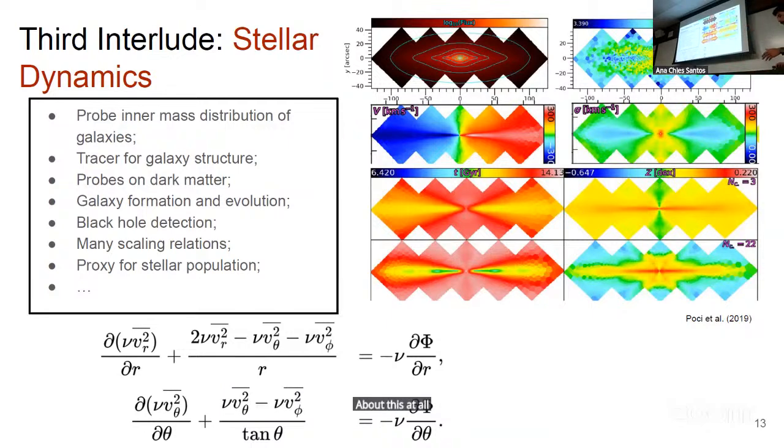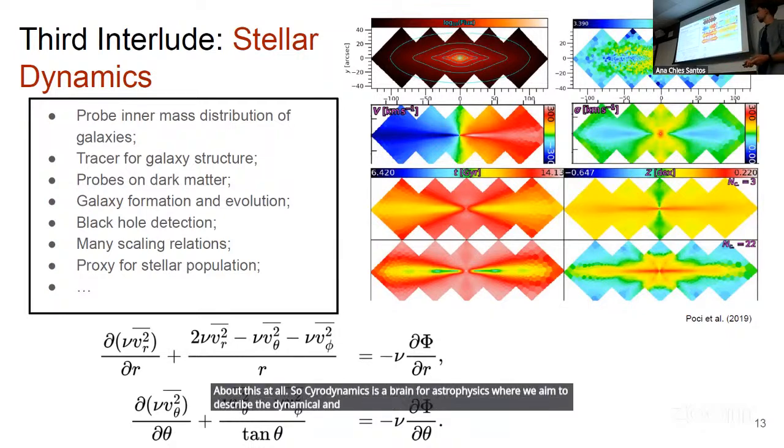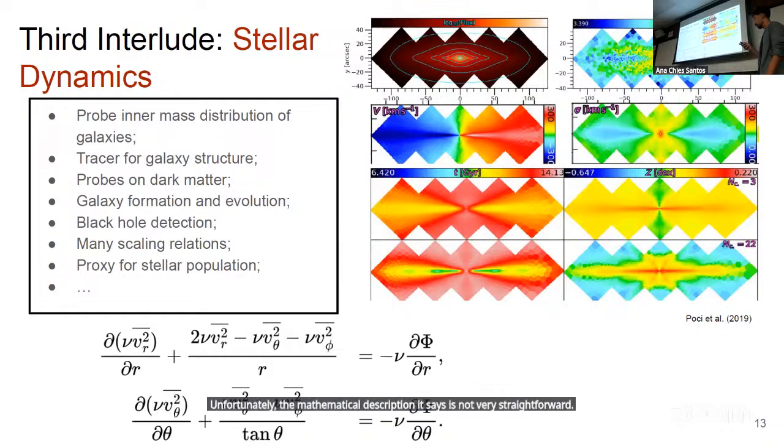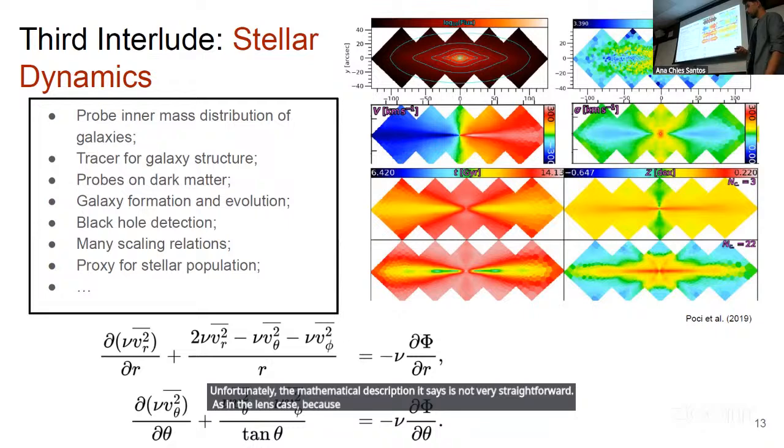So stellar dynamics is a branch of astrophysics where we aim to describe the dynamical and kinematic state of a system. And we can do a lot of things knowing this information. Unfortunately, the mathematical description in this case is not very straightforward, as in the lens case, because here we need to use a lot of statistical physics and some assumptions in order to describe the stellar motion and the phase space distribution of the system.